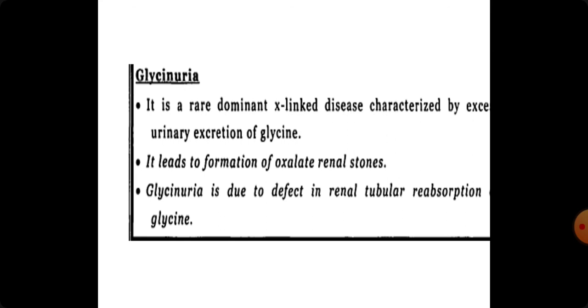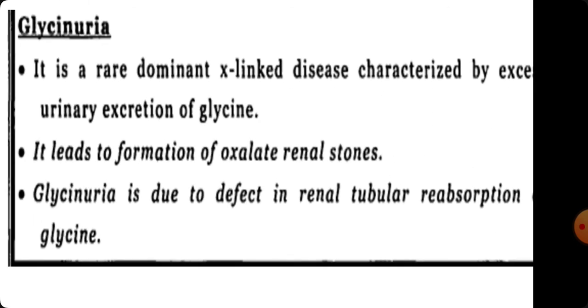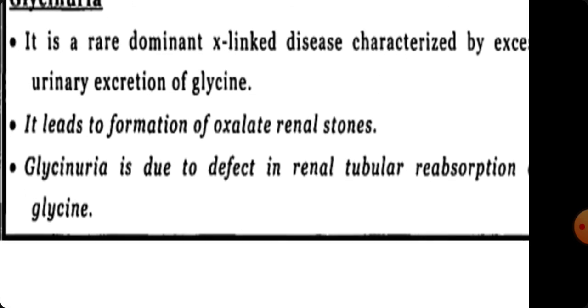The next disease is glycinuria. It is a rare dominant X-linked disease characterized by excessive urinary excretion of glycine. It leads to formation of oxalate renal stones. It is due to a defect in renal tubular reabsorption of glycine.